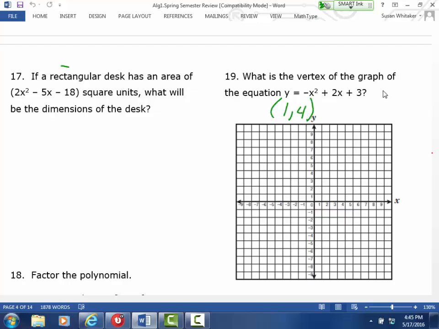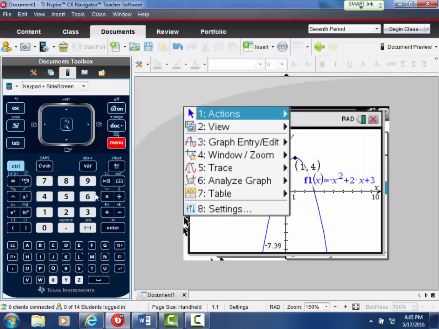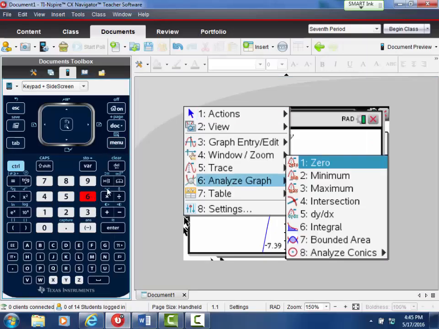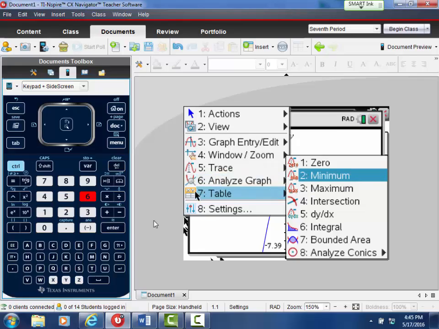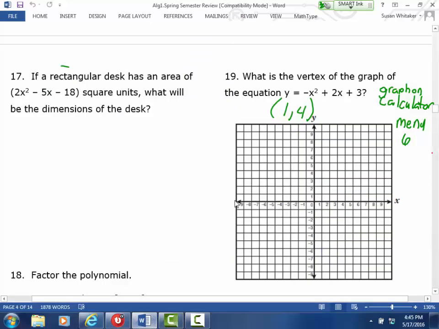So we might want to write that down, that we graphed on calculator, and then we did a menu 6. What was that other key again? Menu 6, 3 for maximum. Okay. Could have been a 2 if we had a minimum point. All right.